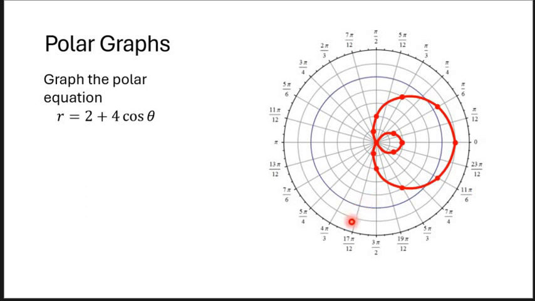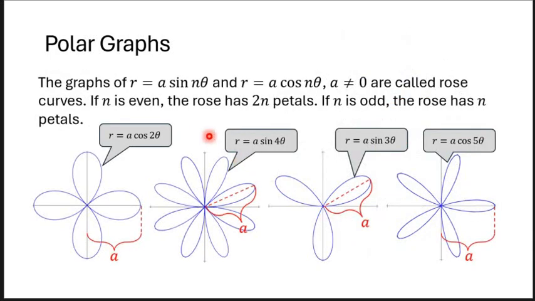The next kind of polar graph I want to look at is called a rose curve. So the graphs of r equals a times the sine of n theta and r equals a times the cosine of n theta, where a is not equal to 0, are called rose curves. If n is even, the rose curve has 2 times n petals. If n is odd, the rose curve has n petals.